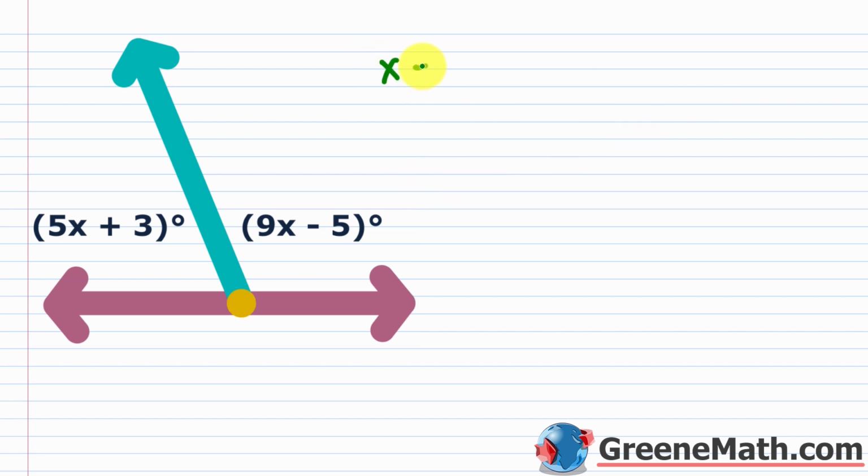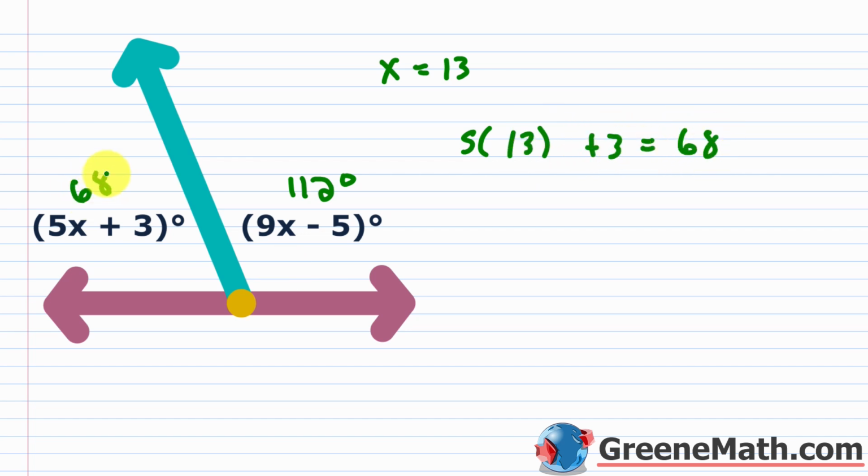Again, don't just put that and stop. You need to plug in to find out your measures. So 9 times 13 minus 5. 9 times 13 is 117, minus 5 is 112. So this one is 112 degrees. And then 5 times 13 is 65. Let me write that out. So 5 times 13 is 65, plus 3 is going to be 68. So this would be 68 degrees.